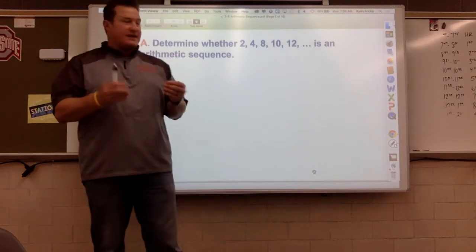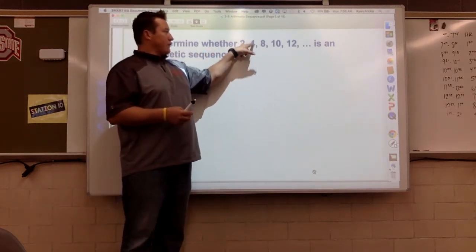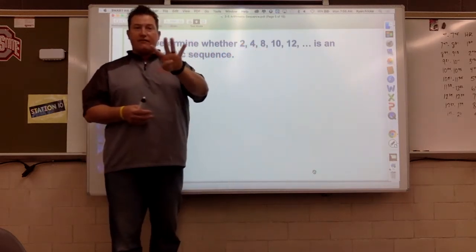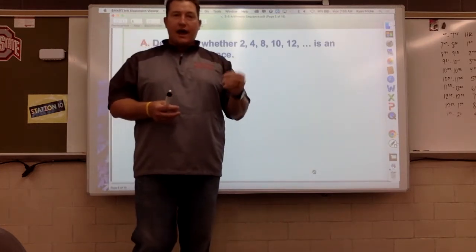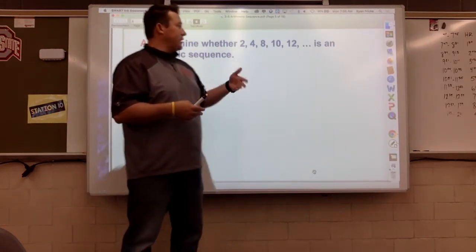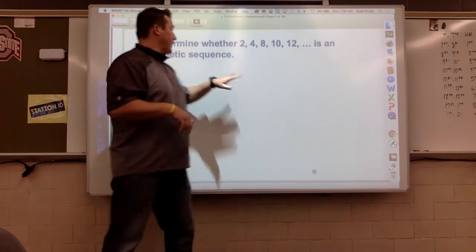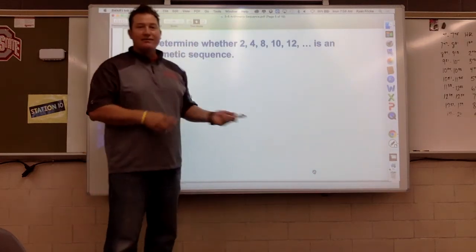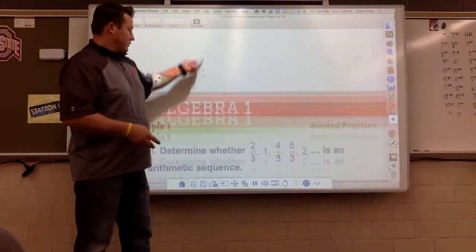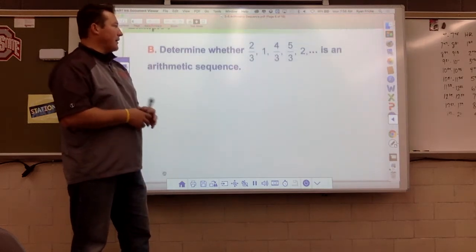But once again, all it takes is one term. When I go from the second term to the third term, it goes up by 4. That cannot happen. All of these have to be the same common difference. So is this an arithmetic sequence? Absolutely not. How about this one?